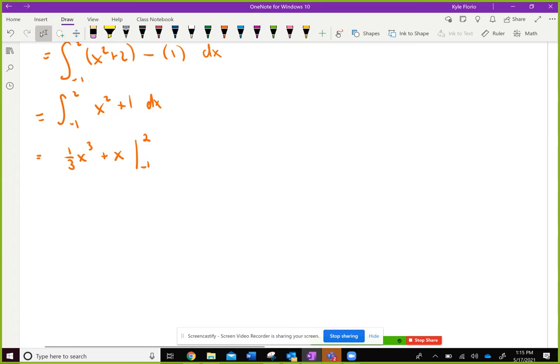So what's the fundamental theorem of calculus, right? Capital F of b minus F of a. So it's going to be plug in the 2 and the -1. So we're going to plug in 2. That's F of b, minus, do the same thing but plug in -1.